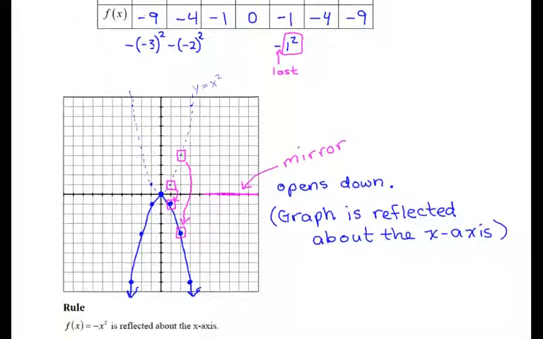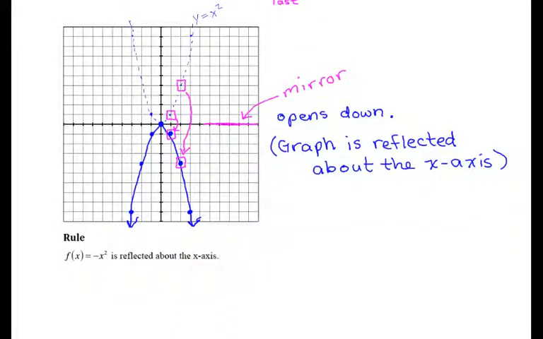And we have our rule. This is a minus sign in front of our x squared. So our simple way of thinking about this rule is to say if there's a minus sign in front of our x squared, then the parabola opens down.